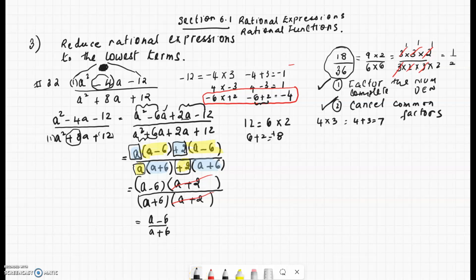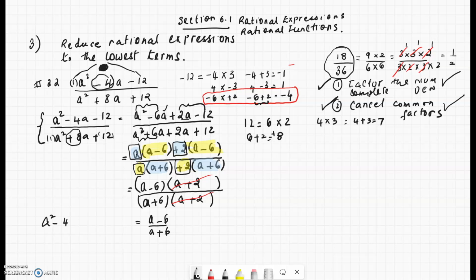So what did we do? We got a polynomial in the numerator over a polynomial in the denominator. And once you have a polynomial in the numerator and a polynomial in the denominator, it becomes a rational expression. We need to write the rational expression in the lowest terms, which means we have to cancel all common factors, which means we have to factor first. So we factored the expression first and then canceled common factors to get a minus 6 over a plus 6.